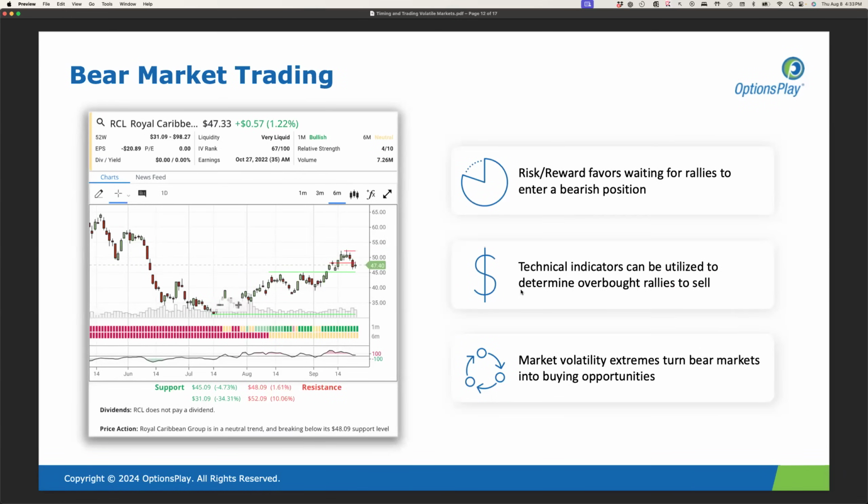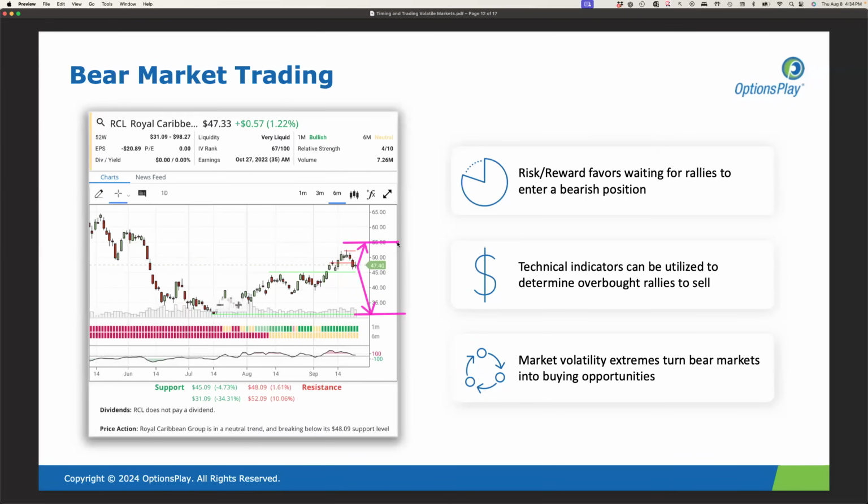If you are to trade a bear market, meaning if you are trying to push shorts in the market, remember that risk to reward favors waiting for rallies. So let's say a stock is bearish, wait for rallies before you enter a bearish position. And this is all about skewing risk to reward in your favor, because if you wait until a rally to sell, the goal is that you want to target a fairly sizable downside target, and at the same time have a relatively small amount of risk on the overall trade.